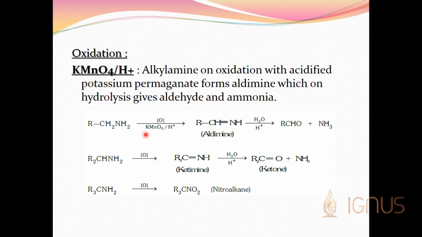First, conversion of RCH2NH2 to aldimine. In between C and N, you should form a double bond and you should remove one hydrogen from carbon and nitrogen. RC double bond N. And on hydrolysis, just form a double bond here, C double bond O, like this, RCHO. In case of secondary amine, it will be ketone.